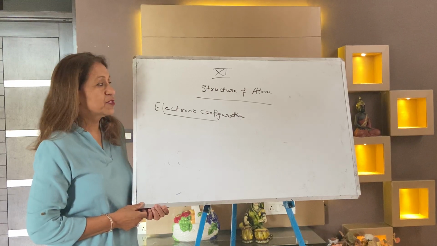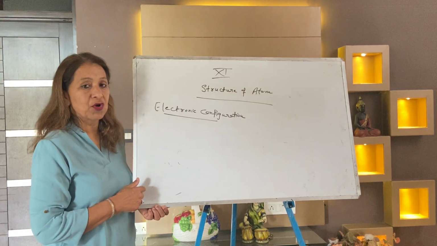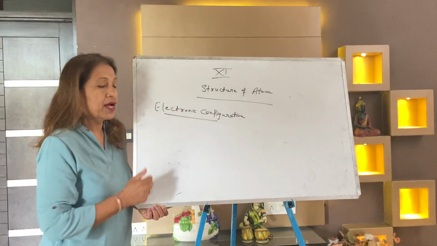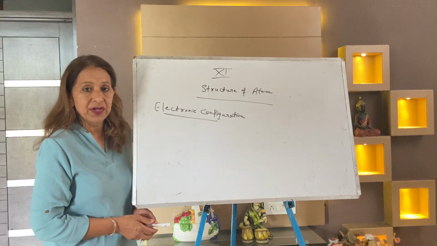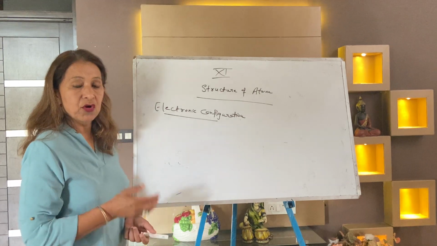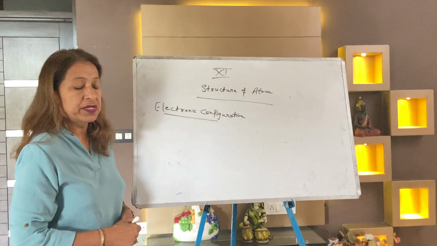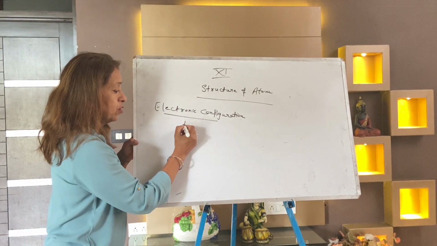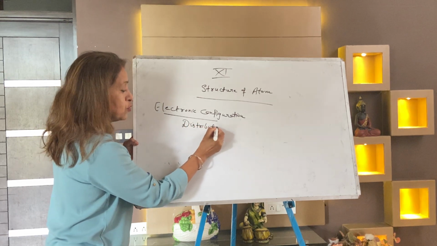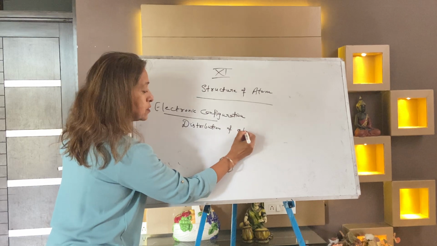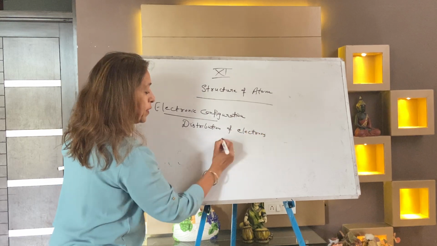Hello my dear children, this is my class +1 chapter going on, structure of atom, and it's the last topic of the chapter left. Topic name is electronic configuration. Write down electronic configuration. What is meant by this? It is a distribution of electrons. Electronic configuration is distribution of electrons in orbitals.